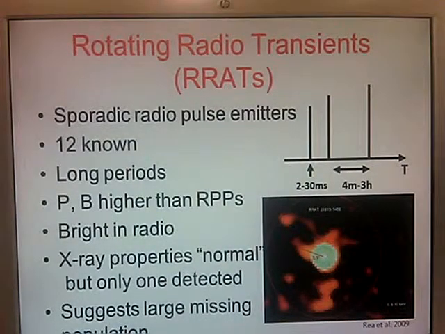Here is just one diagram of one such known object, and you can see it does have these normal things. It has this nebular behavior, it has the typical look of a regular pulsar, except that it's not pulsing every single time, and it still has this higher magnetic field, higher period.